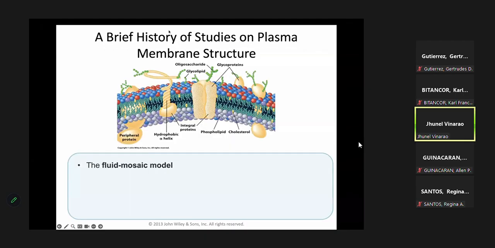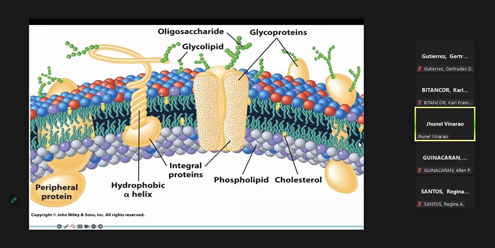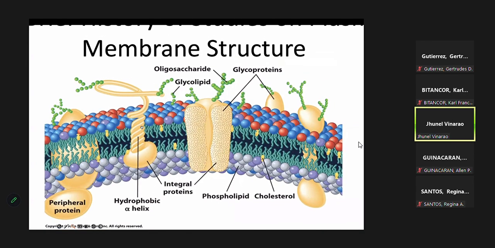So, yeah, you guys know this already, the fluid mosaic model. This is how a cell membrane would look like. I will enlarge this picture. And so the most common molecule that is found in the membrane is the lipid bilayer, no?